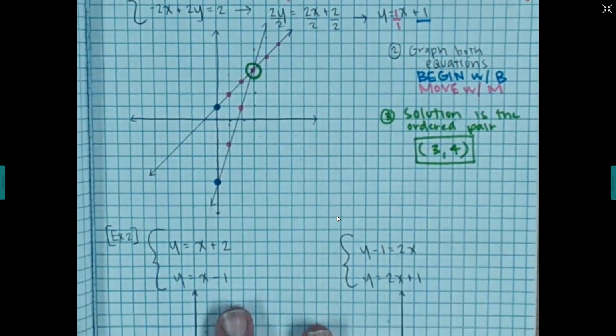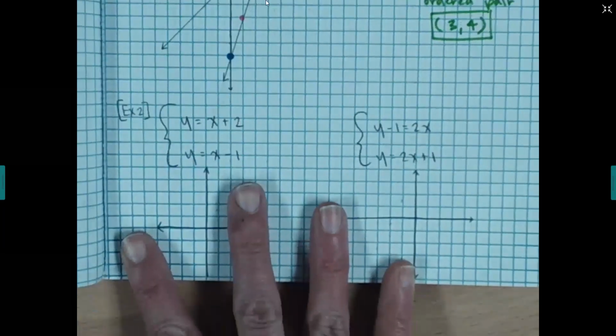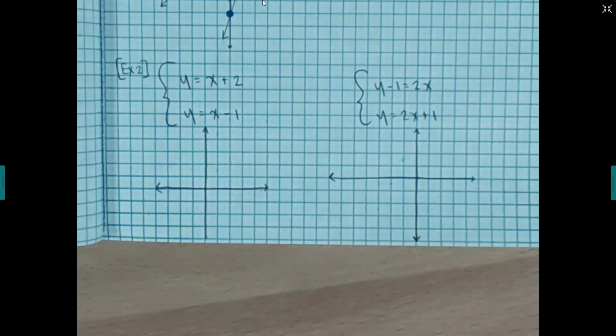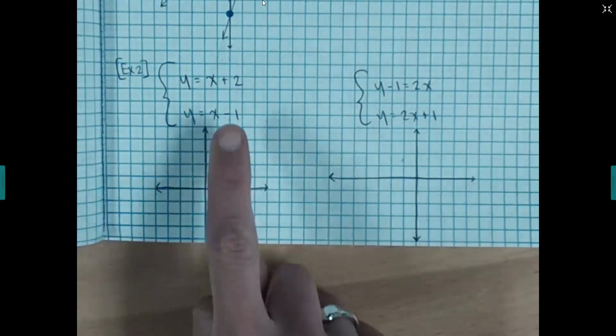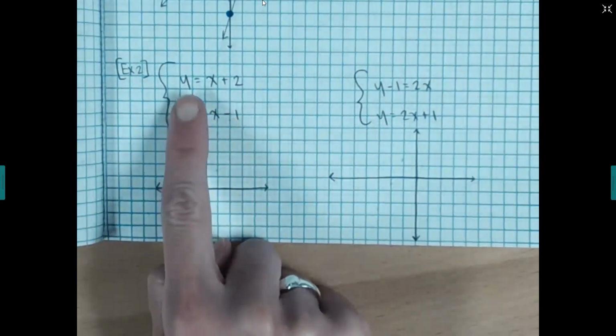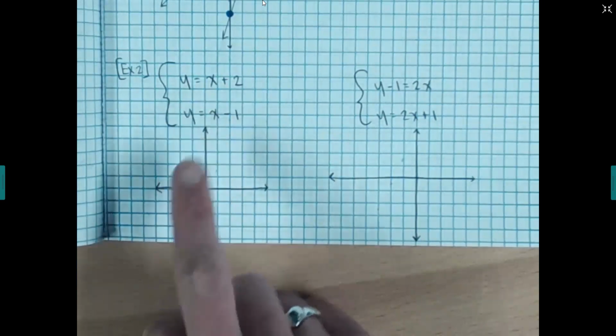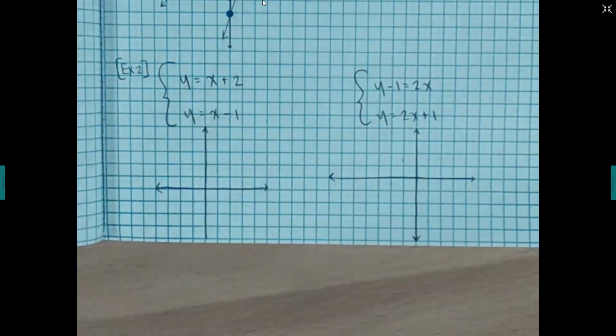Now, of course, we have to have some sort of special system of equations where we are going to do the same thing, but we're going to get different solutions than just having one ordered pair. So in this system of equations, we have the line y equals x plus 2 and y equals x minus 1. So we're going to do the same thing we did before. Both of these are already solved for y, but we're going to graph them.